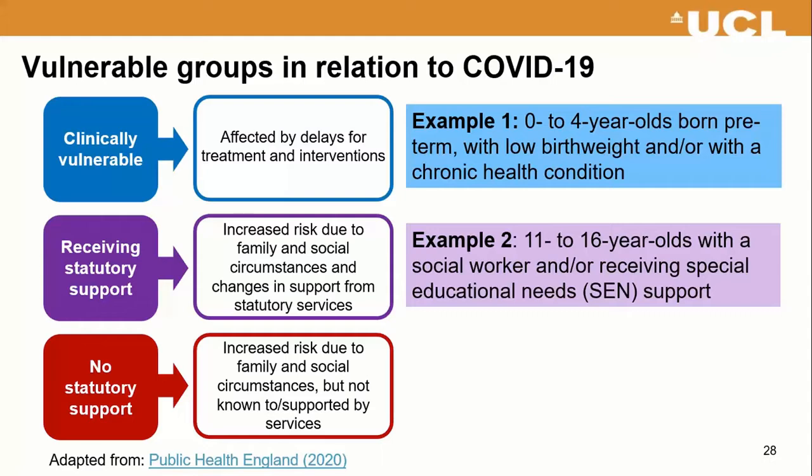Then the second example we looked at were an older age group. We looked at adolescents aged 11 to 16 years who had a social worker or who were receiving SEN support in school. These were an example of a group of children who could be considered vulnerable because they're receiving statutory support and are likely to be at increased risk of adverse outcomes during COVID-19 because of all the changes to these statutory support services, so school closures and social work being conducted more remotely, and also to do with the family and social circumstances that have led them to need these support services to begin with. Next slide, please.